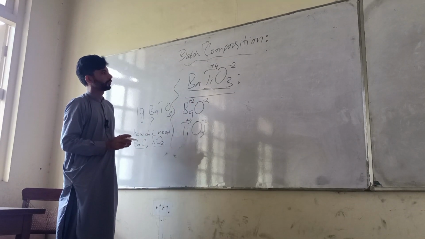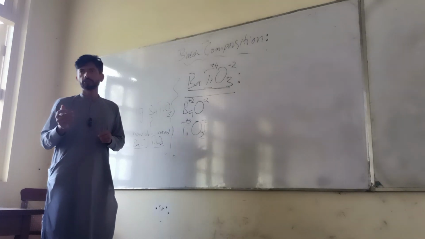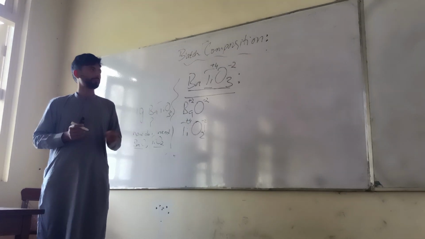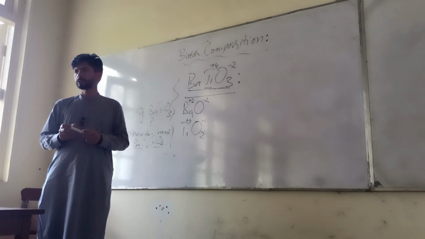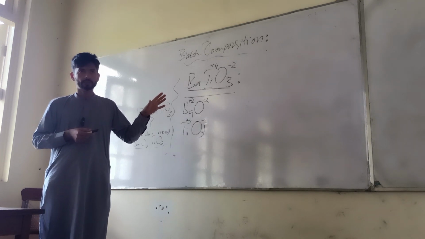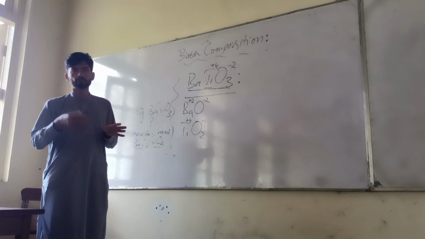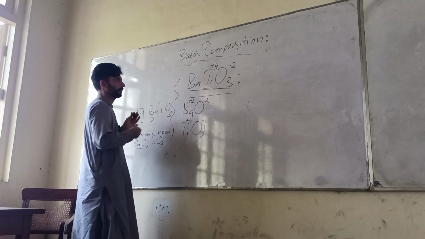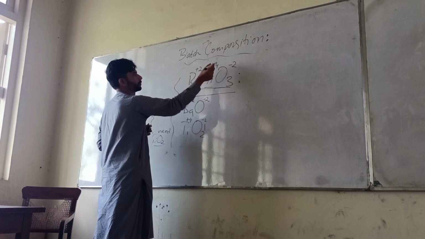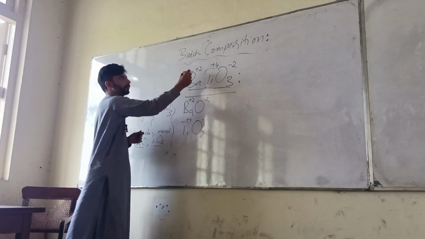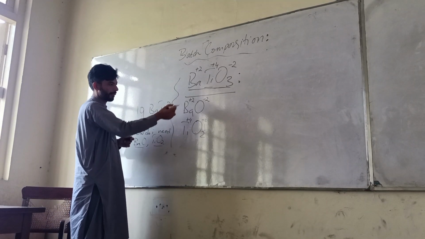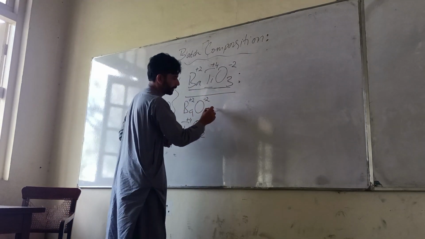Okay? So first of all, whenever you decide to synthesize something like barium titanate or any other oxide, first see whether the state is stable or not. If the state is stable, then you can proceed further. So this is a stable state, because +2, +4 and 3 into -2, so +6 and -6. This is okay.